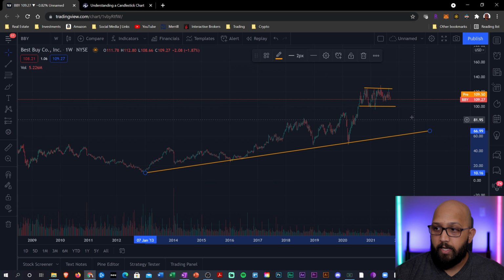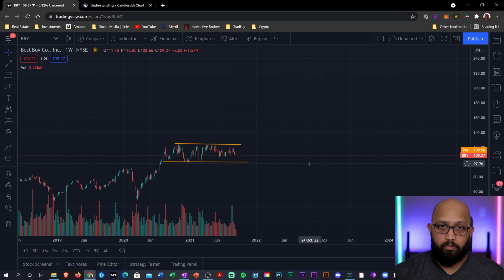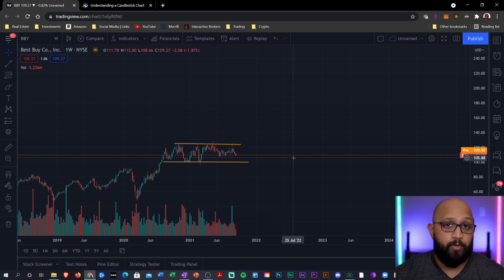You just draw that trend line there. So there's a lot of ways to look at it. I just want you guys to know that there's also sideways movement. Sometimes it's not an uptrend, it's not a downtrend, it's been going sideways for quite some time.